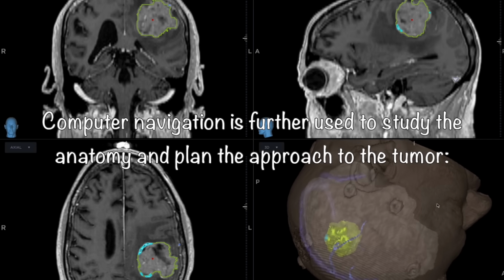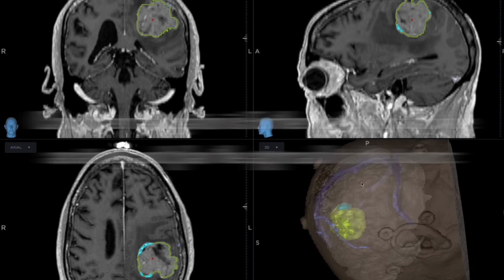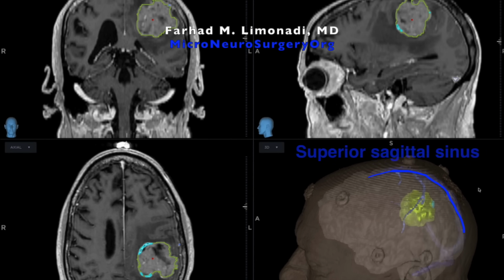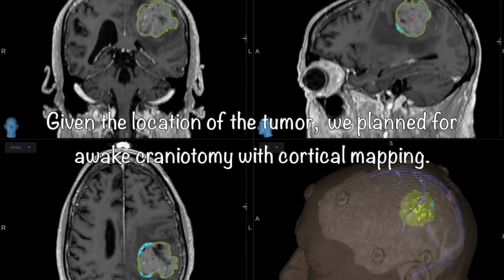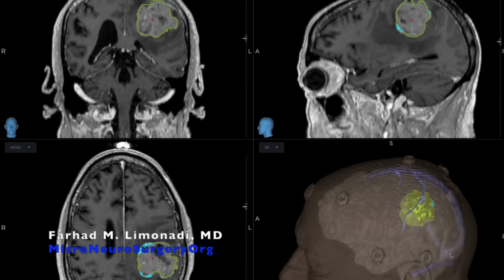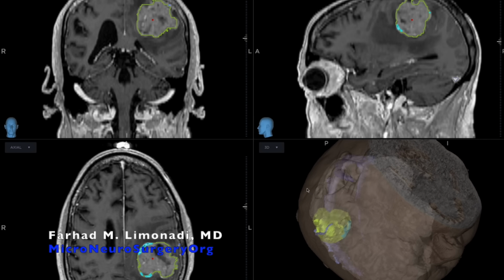Computer navigation is further used to study the anatomy and plan the approach to the tumor. Superior sagittal sinus and a large draining vein overlying the tumor is identified. Given the location of the tumor adjacent to motor strip and overlying large draining vein, we planned for awake craniotomy with cortical mapping.